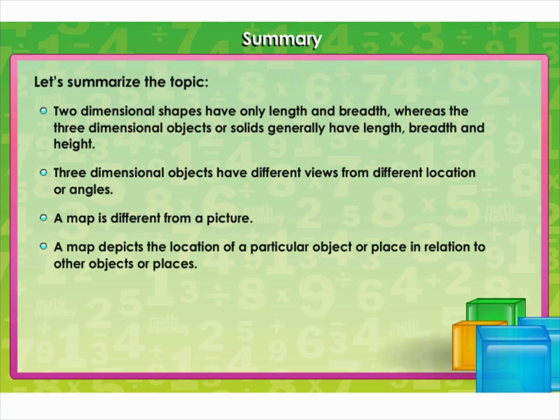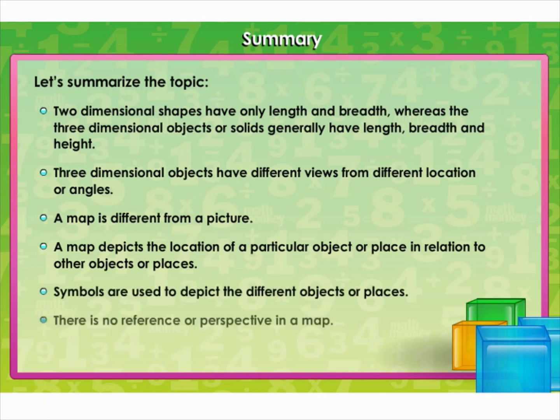A map depicts the location of a particular object or place in relation to other objects or places. Symbols are used to depict the different objects or places. There is no reference or perspective in a map. Maps involve a scale which is fixed for a particular map.